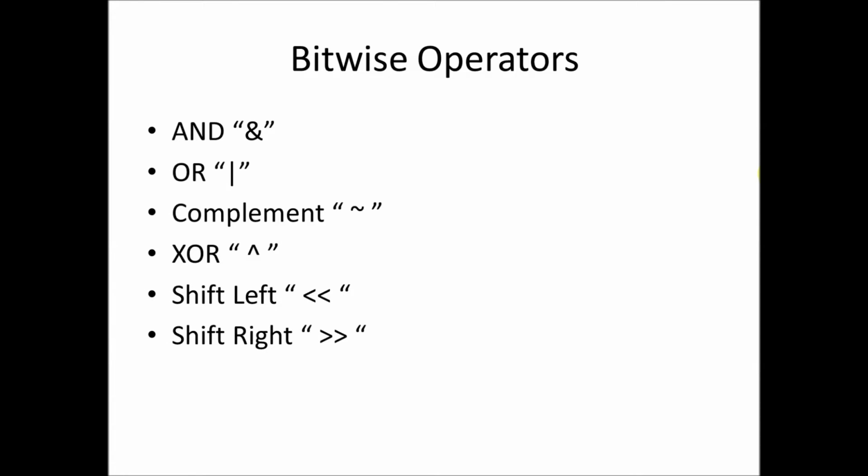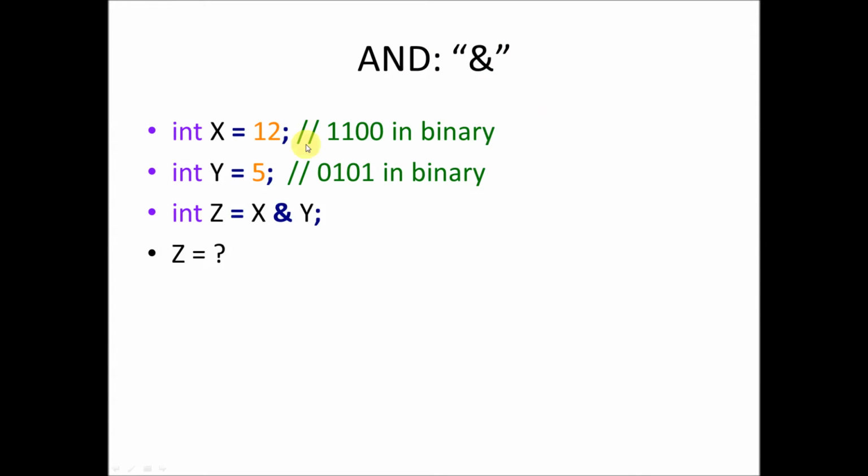First off, the bitwise operators. We've got, of course, the AND or ampersand operator, the OR pipe operator, complement tilde, XOR caret, shift left, two left angle brackets, shift right, two right angle brackets. The AND operator takes two numbers and does a bitwise AND on them. So if I've got x equal to 12, which is 1100 in binary, and y equal to 5, or 0101 in binary, I can find the bitwise AND of those two numbers by doing z equals x AND y.